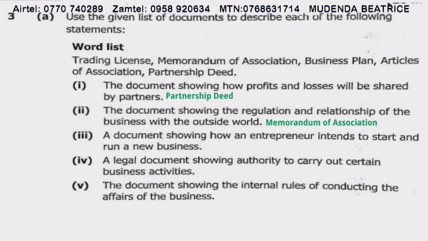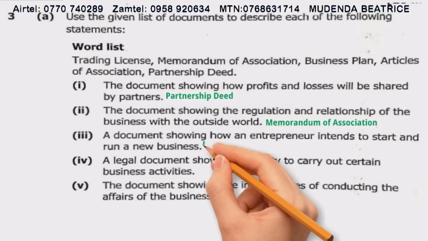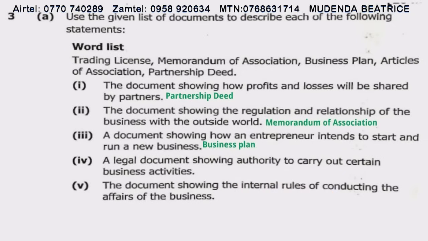Statement 3: a document showing how an entrepreneur intends to start and run a new business. That is business plan. We come to statement 4, which is a legal document showing authority to carry out certain business activities.